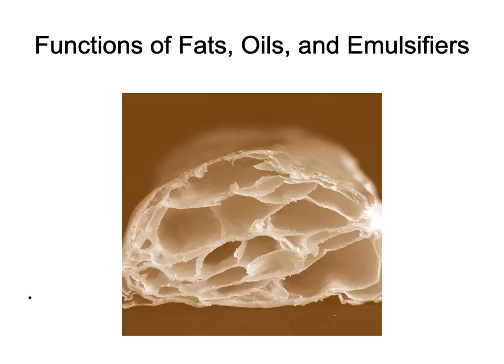So here's a good example of that where we see the cross-section of a croissant after it's been baked, or a Danish would look like this as well. Nice open cavities where there's air and nice flakes.